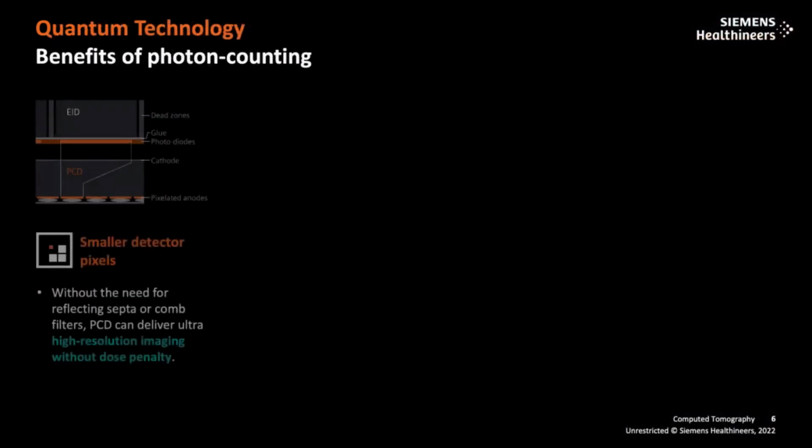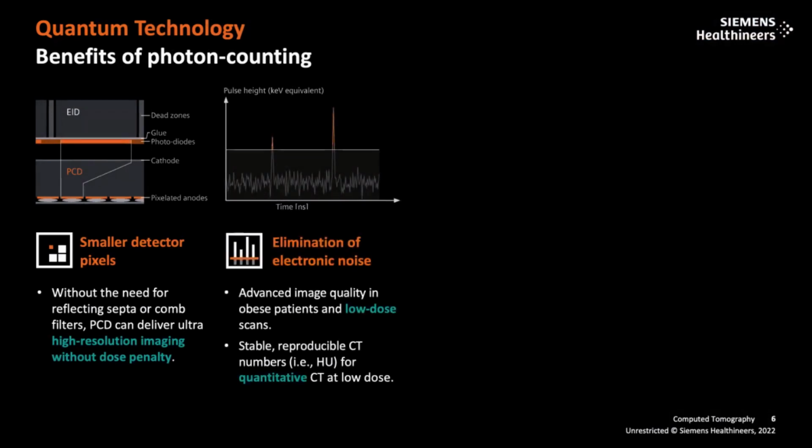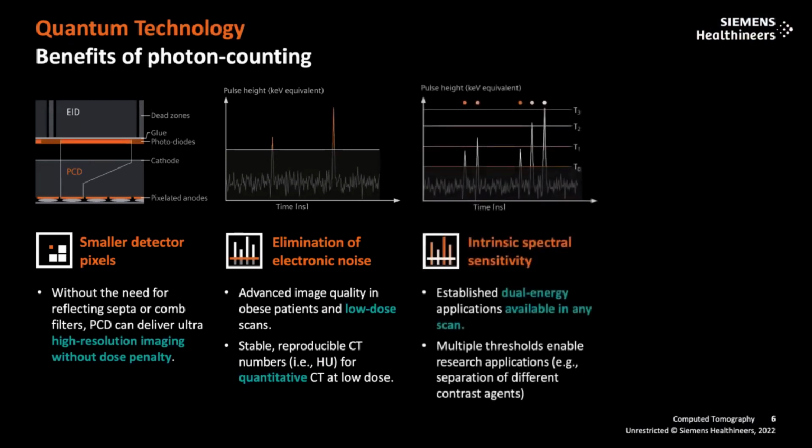So what does that mean? The potential benefits: smaller detector pixels, which allows high resolution imaging. Elimination of electronic noise. This helps us with obese patients and with low dose scans. Intrinsic spectral sensitivity. So that's the photon counting part. Dual energy has been around for a while, probably for the longest with Philips. But now we have the ability to further sort that out, some of which is in research applications, but will be gaining clinical use.